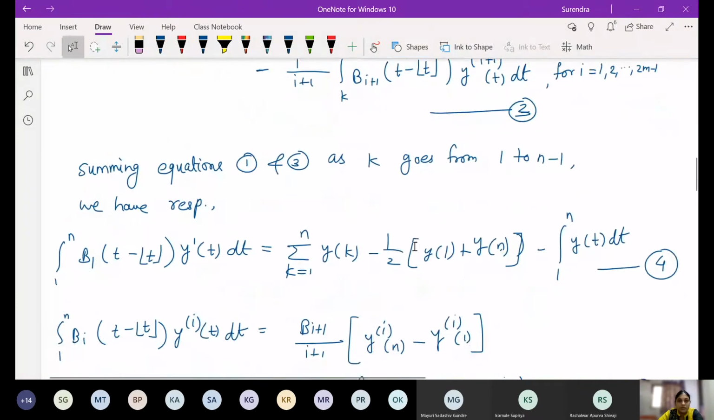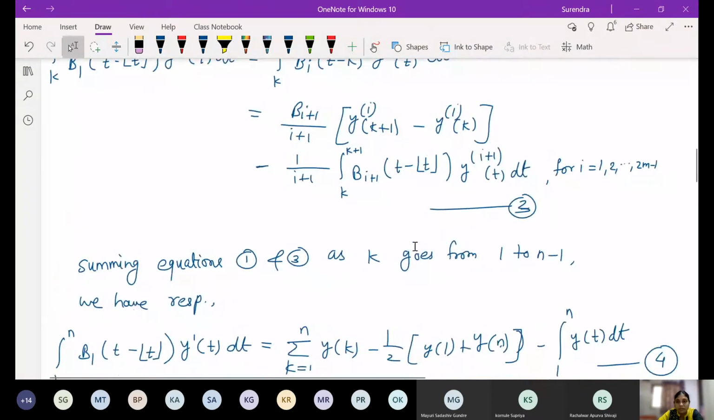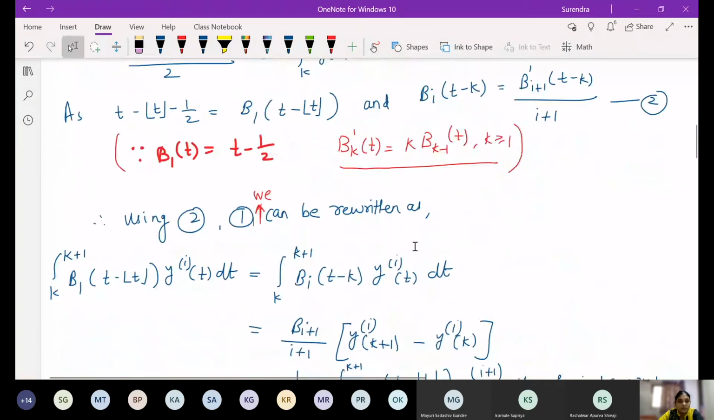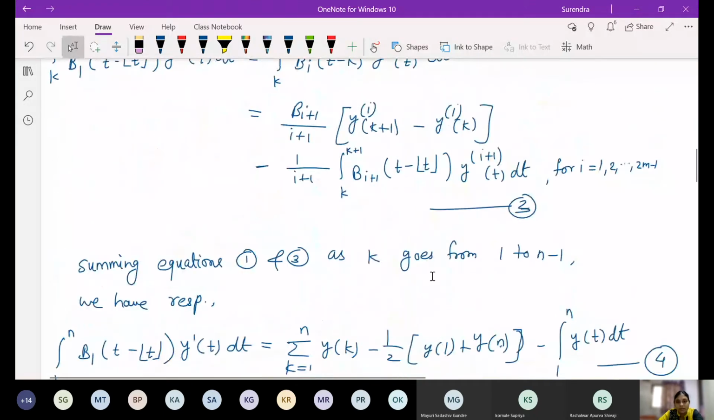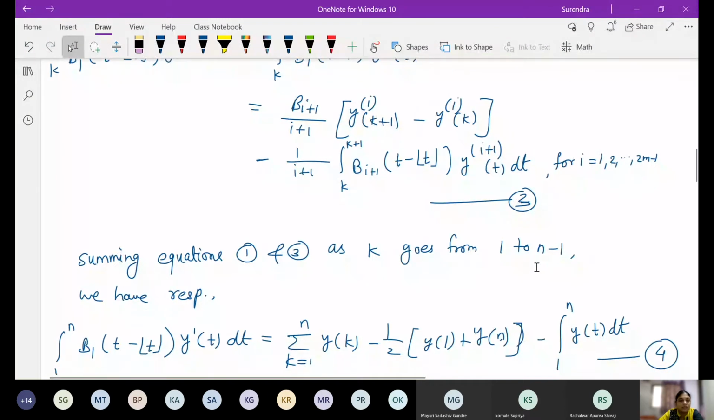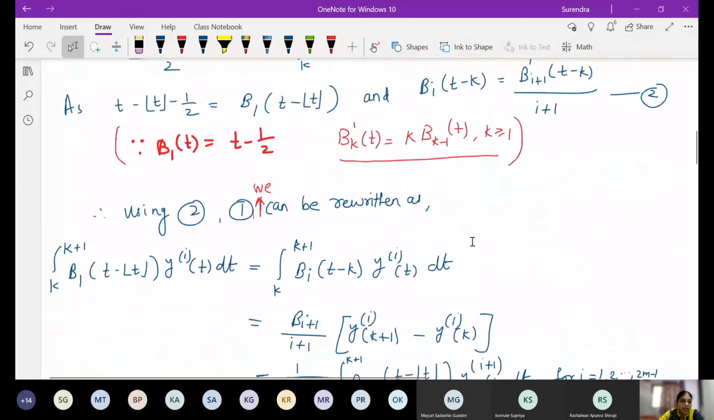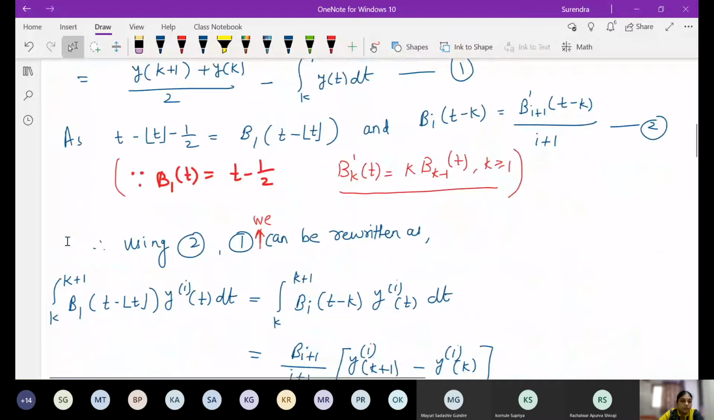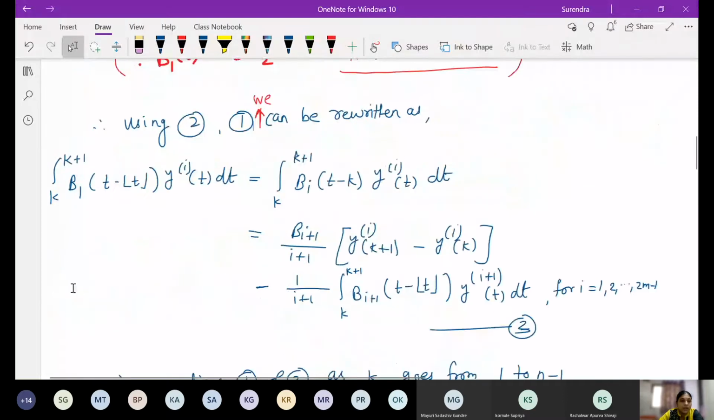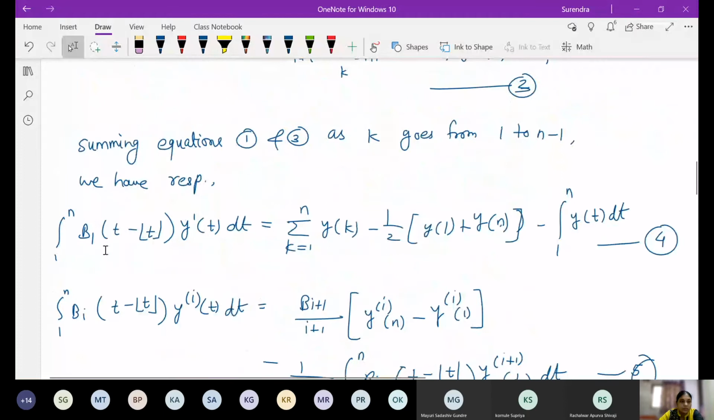Okay. Now, once we have those equations, we have to sum them as k goes from 1 to n minus 1. If I add 1 to 2, 2 to 3, 3 to 4, and so on, I will get 1 to n. So b1 of t minus floor function t, y dash at t dt, which is equal to, I will get this one.